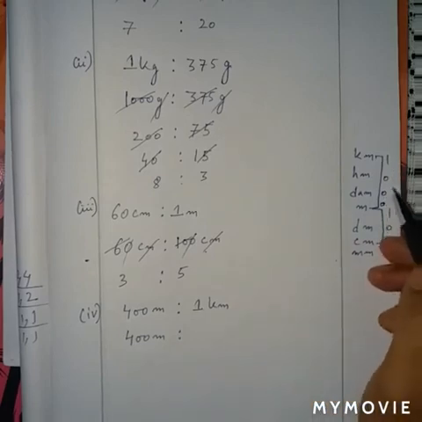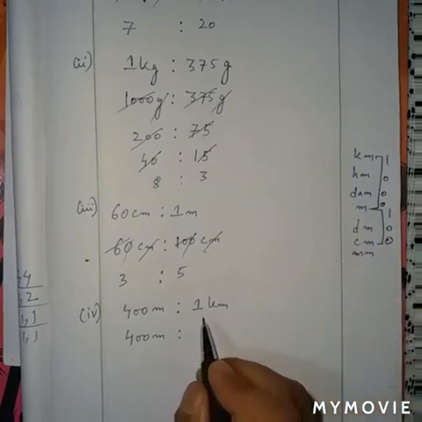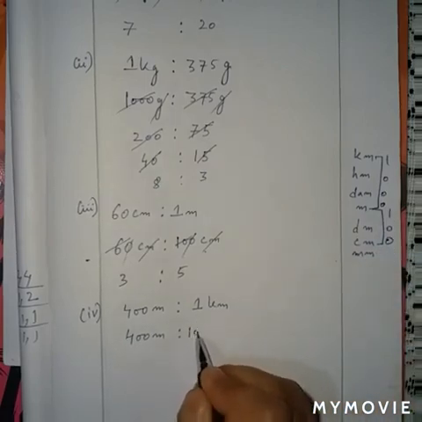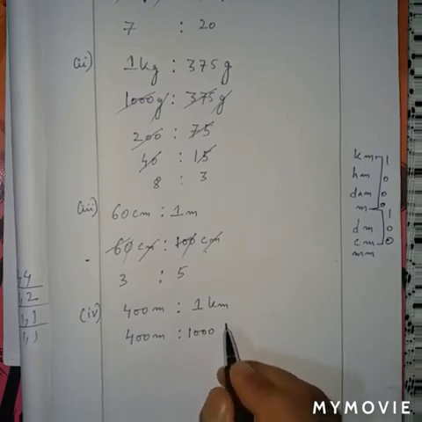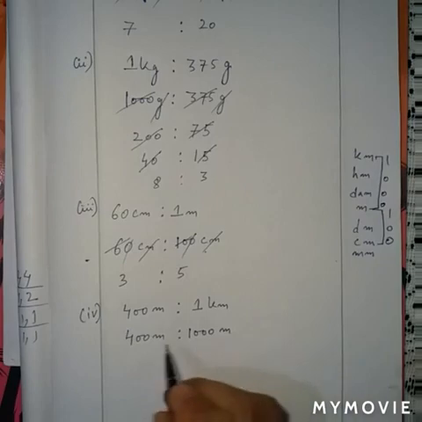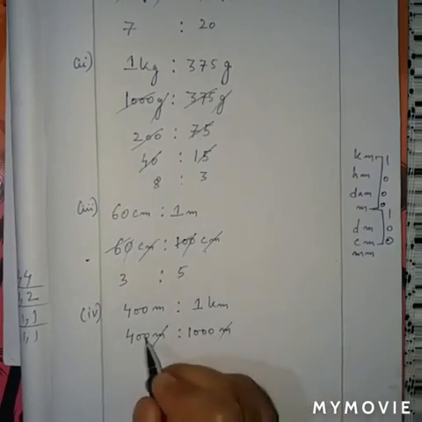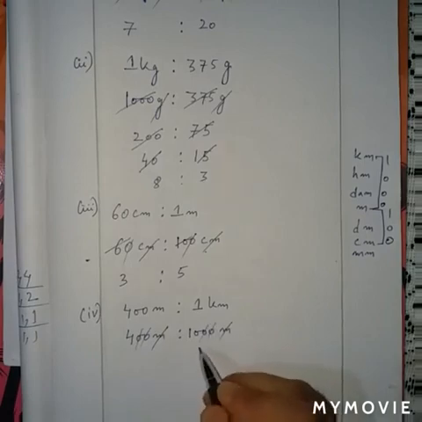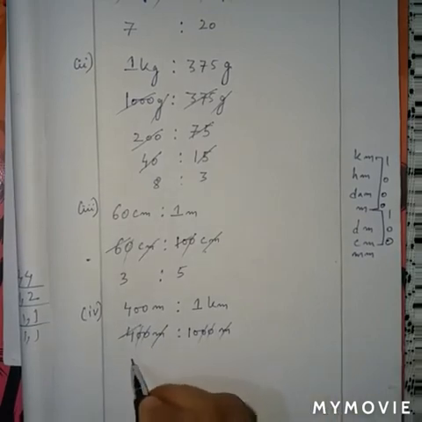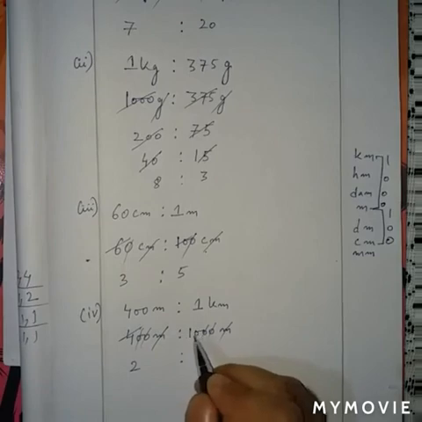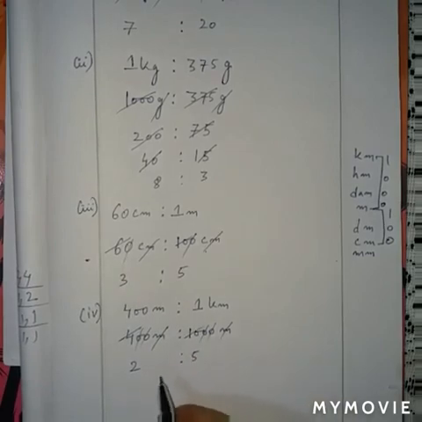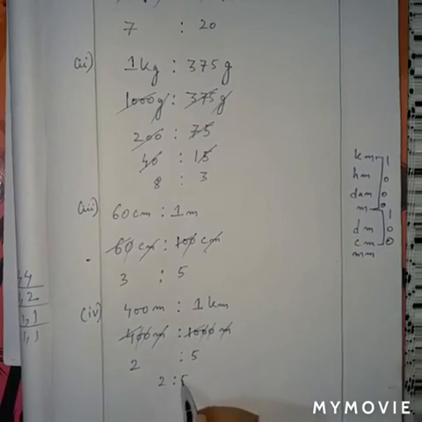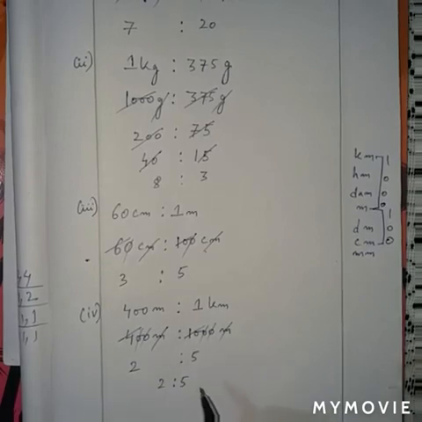Unit, tens, 100, 1000. By 1000 we'll multiply this number and we'll get 1000 only. 1000 into 1 is 1000 and this changes to meter. Now they are in the same units, so unit will get cancelled and these two zeros will also get cancelled. This is 2 2s are 4 and 2 5s are 10. So this is the simplest form. We can write 2 is to 5 in this manner. Okay.